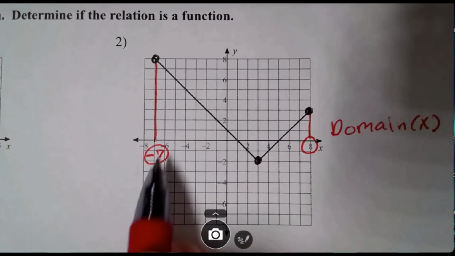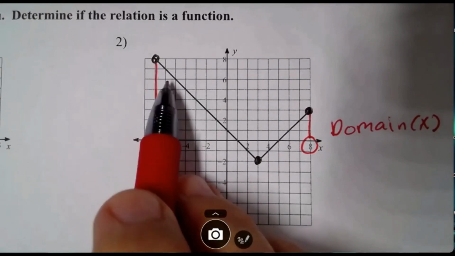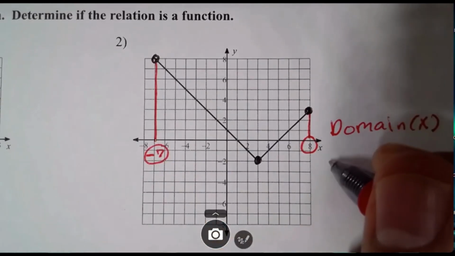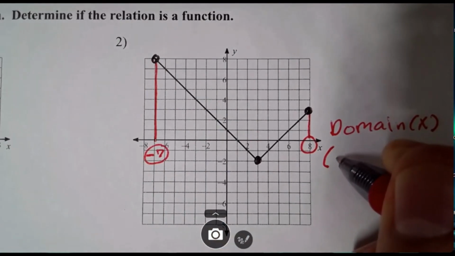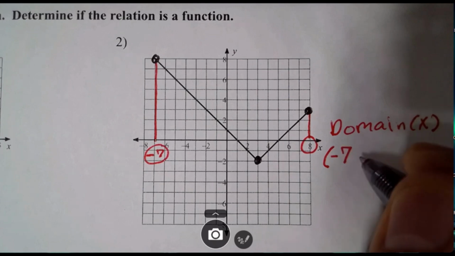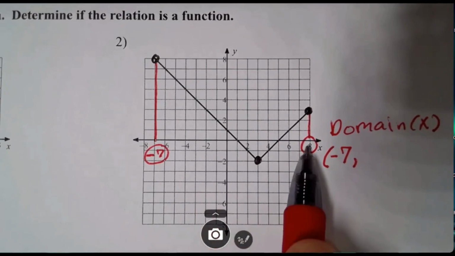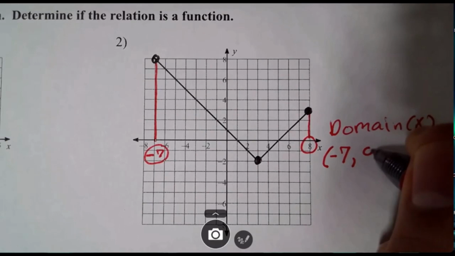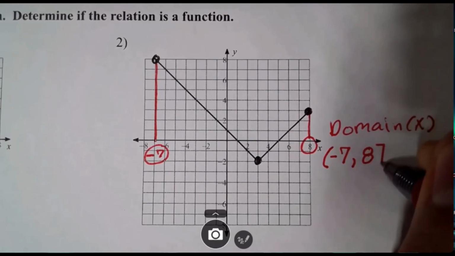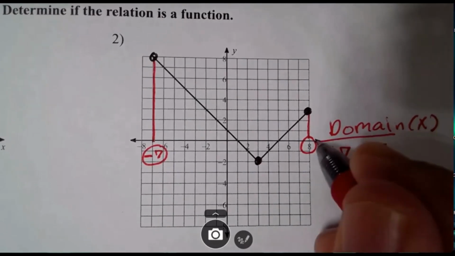Now when I write this, because this is an open dot, it never actually touches -7, but it comes really close. So I'm going to go ahead and use my parenthesis because it never touches it. It's not a closed dot, but it comes really close. I'm going to type in -7, put my comma, and on the right side, notice it does go to a closed dot, right? That's filled in. So for that one, for +8, I'm going to go ahead and put a bracket. And that is my domain of this function.